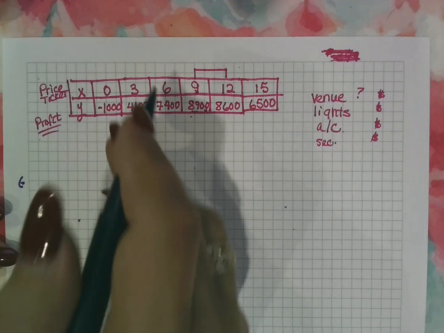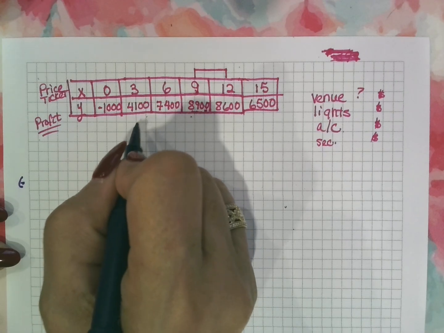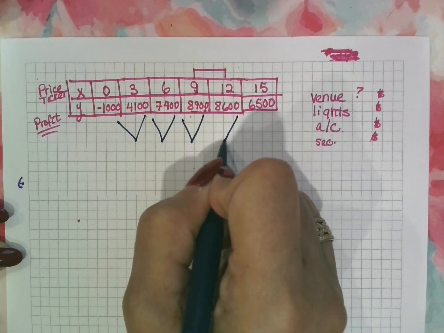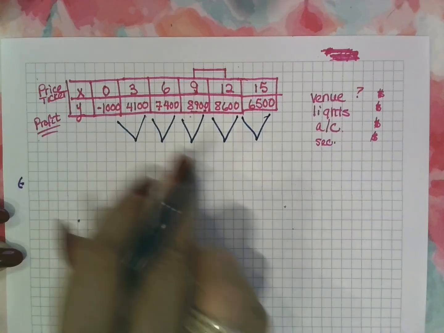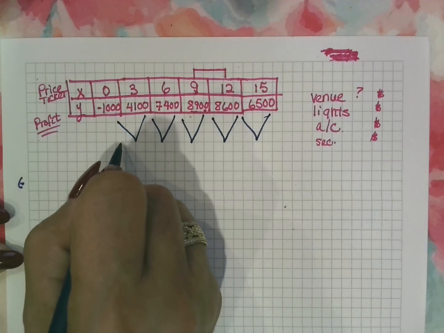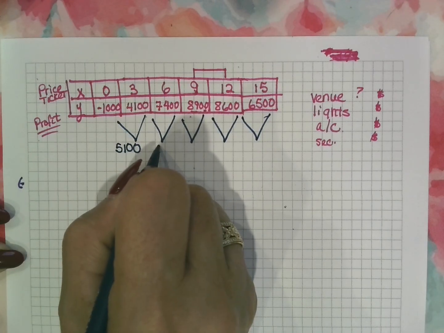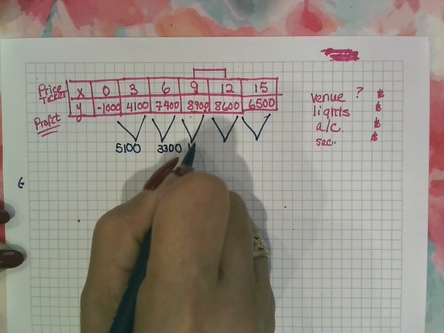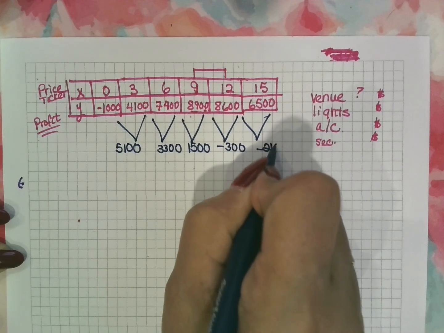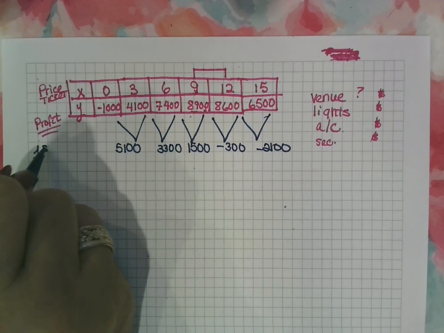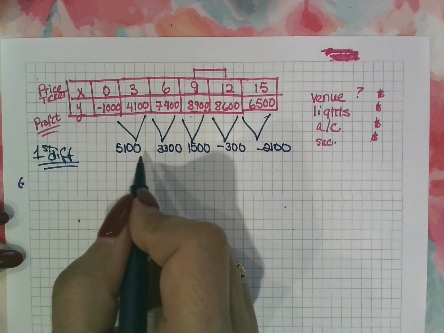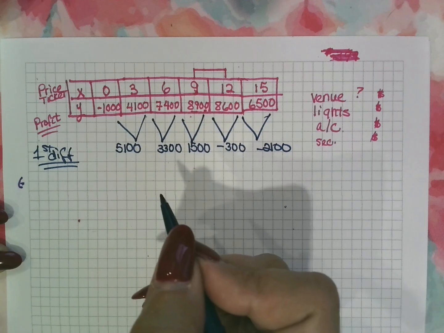Let's go ahead and do first differences. So we're going to subtract this from this, this from this, this from this, this from this, and this from this. And this is just to see if we can use a quadratic function to model this. So this is going to give me 5,100. This is 3,300, 1,500, minus 300, and minus 21. This is first differences. Again, these are not the same numbers, so obviously this is not a linear function. This is not a linear relationship.